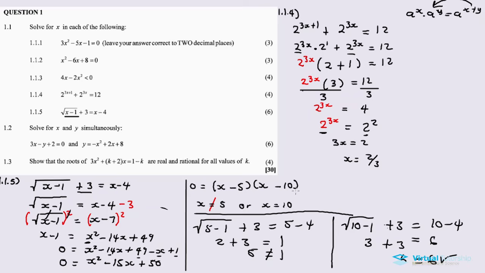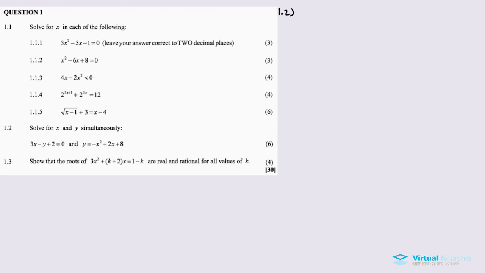Let's go for 1.2. We're solving for x and y simultaneously, so it's a simultaneous equation now. 3x minus y plus 2 equals 0. We call this equation 1.